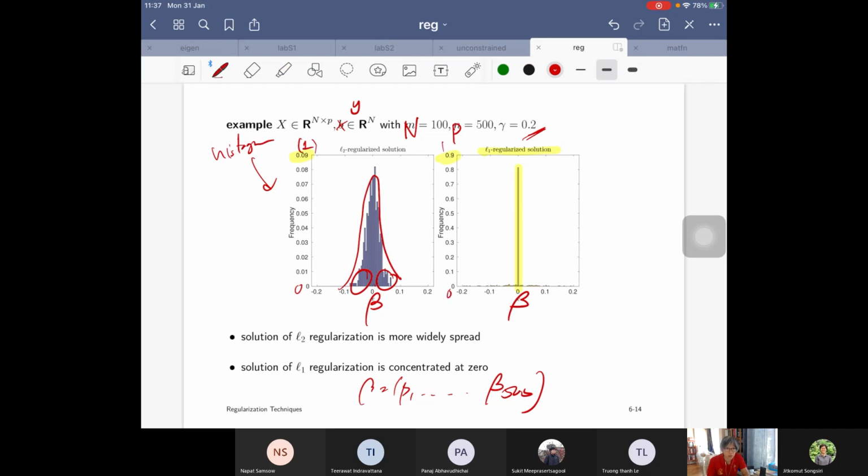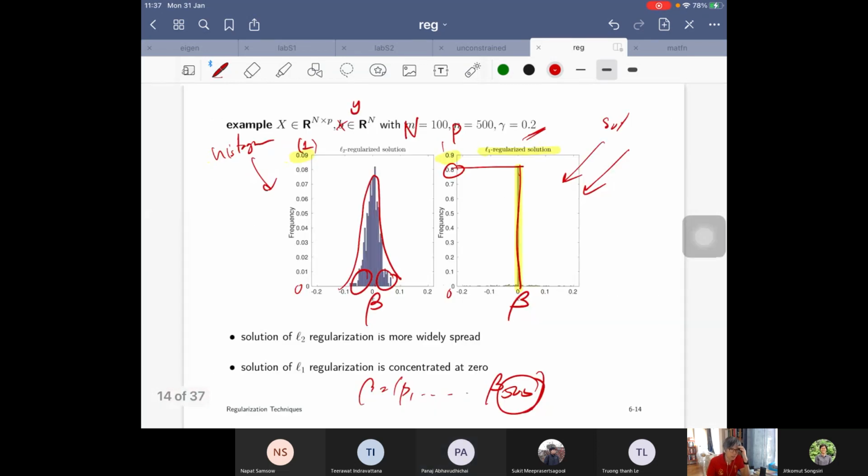So what does it mean from this graph? For L1 regularization, there are smaller beta. Yes, around 80% of the 500 elements, I can say most of them are 0. So the L1 solution is sparse.